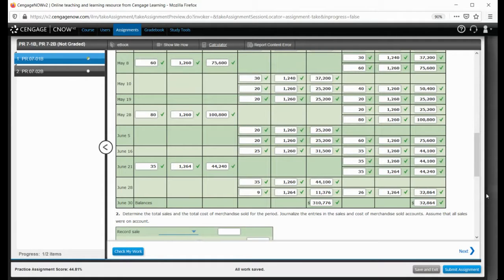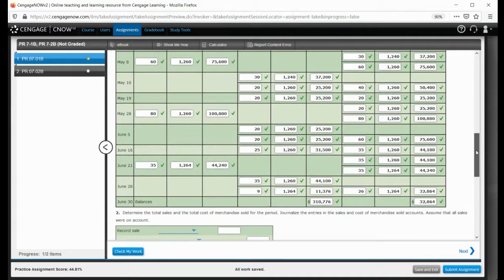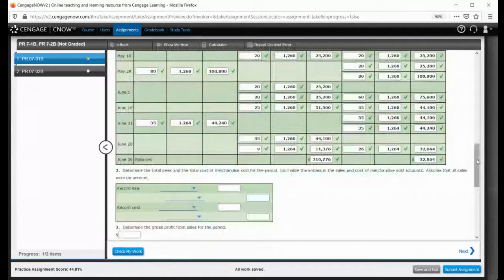Do I have any questions at all about the cost card? I don't hear any questions, so I'm going to move on to the second part of this problem. And what they want you to do is to determine the total sales and the total cost of merchandise for the period. They want you to journalize the entries in sales and cost of merchandise sold account. Assume that all sales were on account.